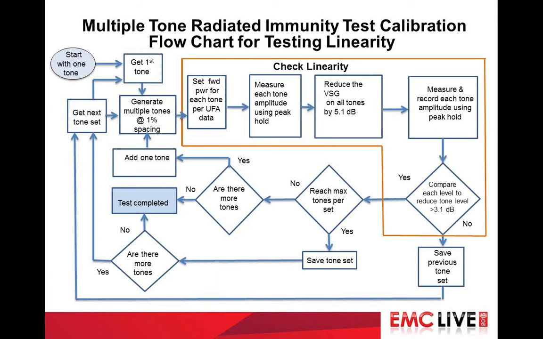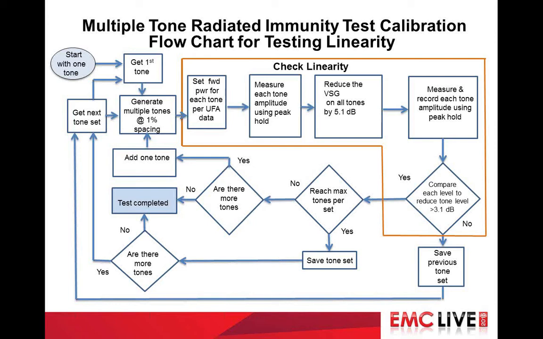This is a basic flow chart of how linearity is checked using multiple tones. It's broken into 2 major sections: check linearity and check if more tones or tone sets are required. There is an option to start with 1 tone or start with multiple tones. This example starts with 1 tone.